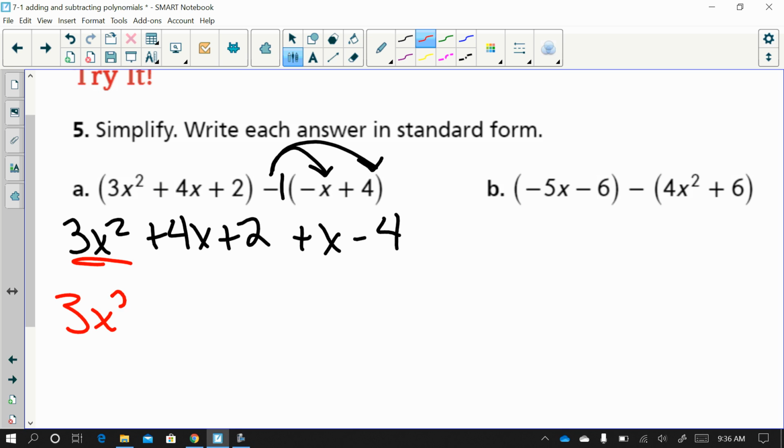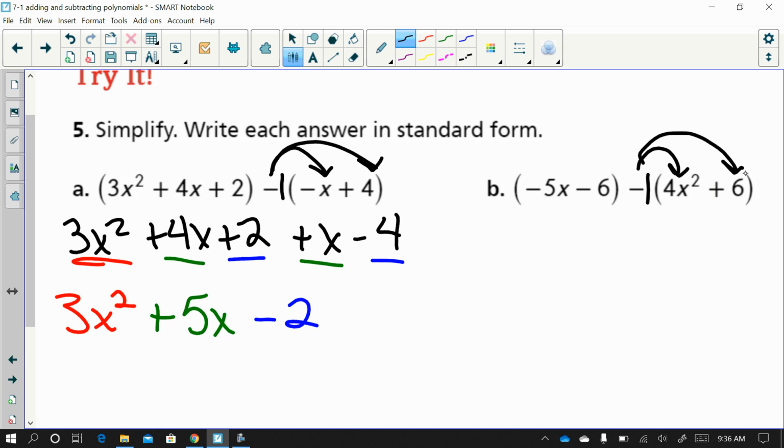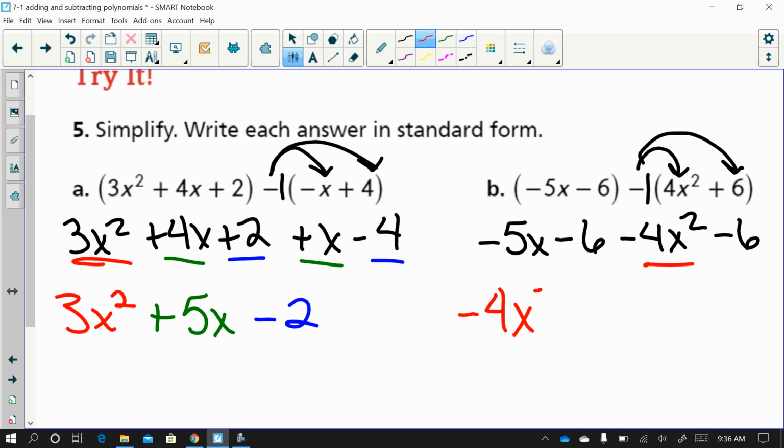So I have 3x squared. 4x plus x gives me a positive 5x. And 2 minus 4 gives me a negative 2. And again, distribute that negative 1. Negative 5x minus 6, negative 4x squared minus 6. Again, distribute. Okay, so I don't see any others, so negative 4x squared. Don't see any others, negative 5x. Negative 6 minus 6 gives me negative 12.